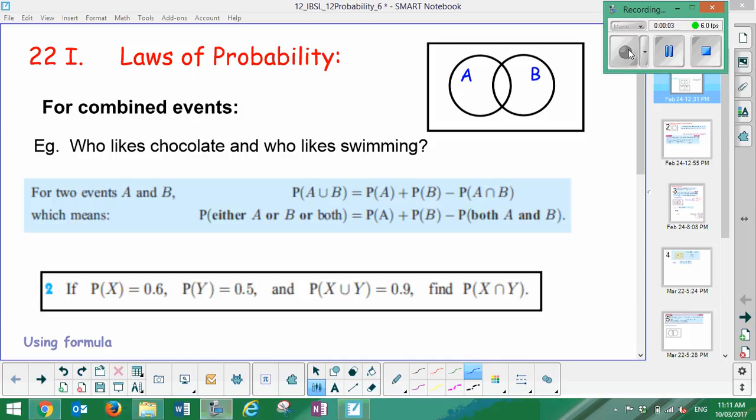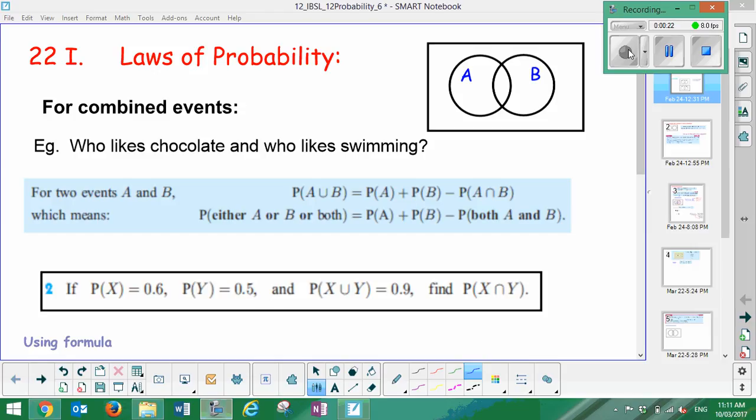Hello IB, let's now have a look at 22I, which is some of the laws of probability. So the first one we're looking at here is where we have combined events. For example, if we asked in class who likes chocolate and who likes swimming. Are these mutually exclusive? So you need to get used to these terms.